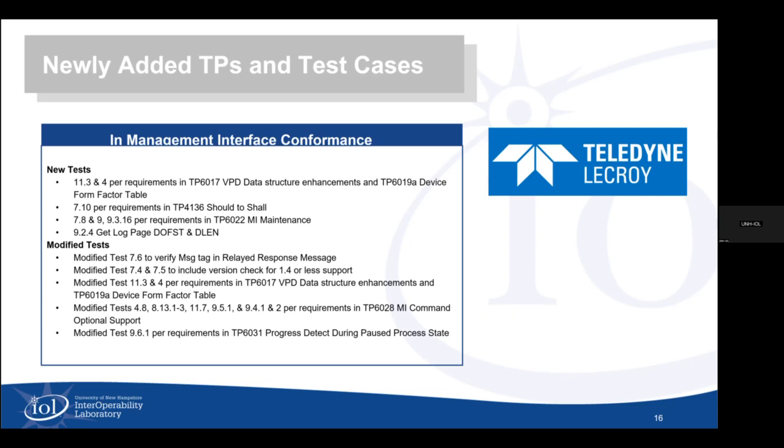We've added some tests, 7.8 and 7.9, checking that devices correctly use the replay response message. 9.24 is verifying that the data offset and data length return the correct data if you're issuing these with a get log, just so you can get that extra granularity instead of just using the log page offset. And if you want to look at the modified tests, very similar to NVM, I suggest looking at those. They're much more minor in the changes there.